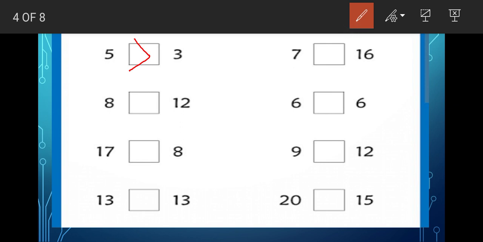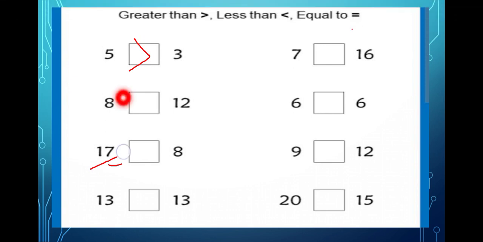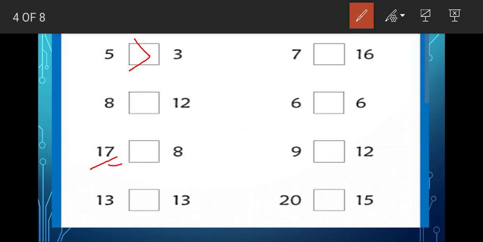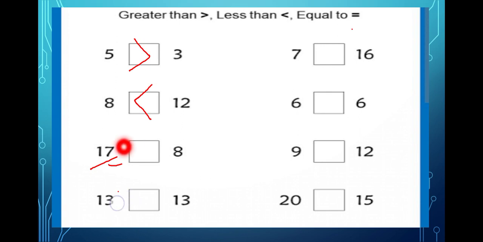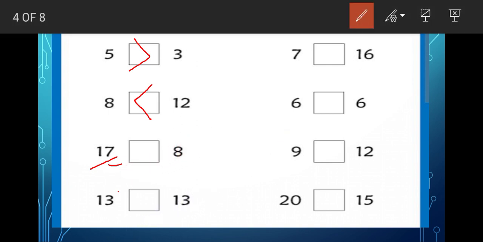Now the second question. 8 is a 1-digit number and 12 is a 2-digit number. So definitely a 1-digit number is smaller than a 2-digit number. So 8 is less than 12, and this is the opening of your left hand. Now the third one, 17 and 8. Here it is a 2-digit number and a 1-digit number. So always a 2-digit number is greater than a 1-digit number. So the symbol will be like this.